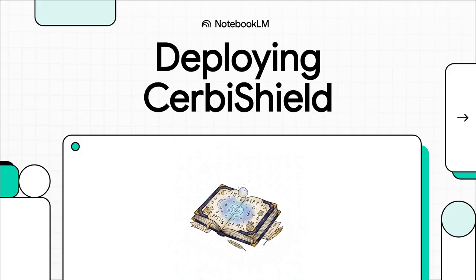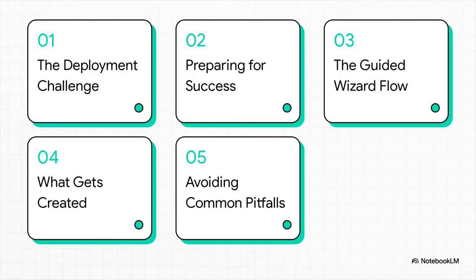So, let's get started. Here's our game plan. First, we'll talk about the deployment headaches this wizard is designed to solve. Then, we'll cover the prep work, what you need to have ready before you even start. After that, we'll dive right into the wizard's flow, see what Azure resources actually get created, and then we'll wrap up with some pro tips to help you avoid those common pitfalls that can trip up just about anyone.